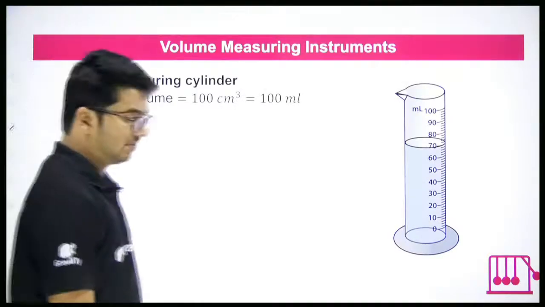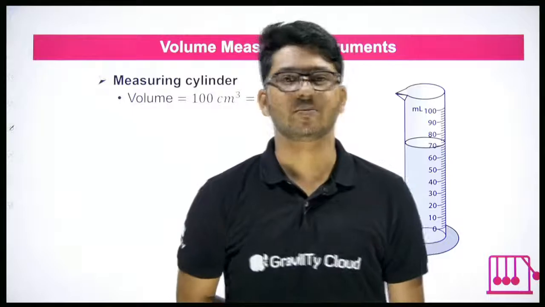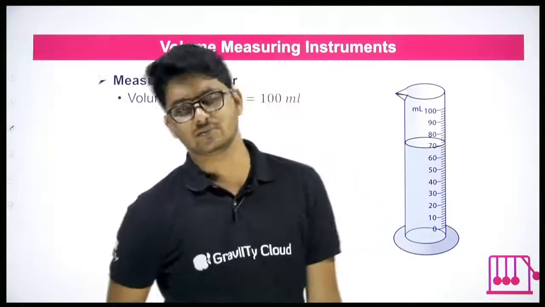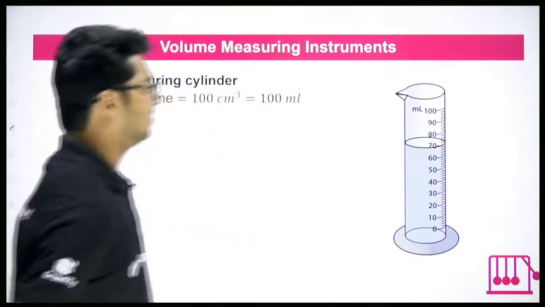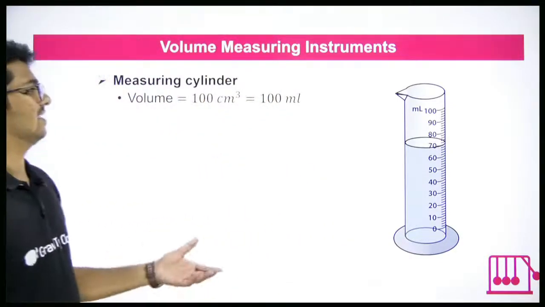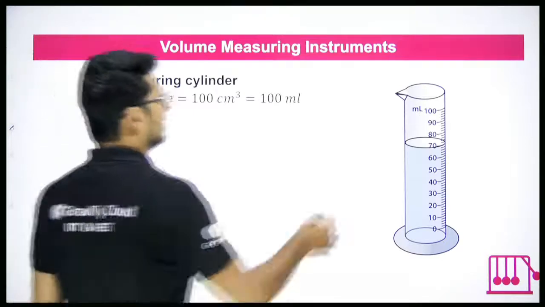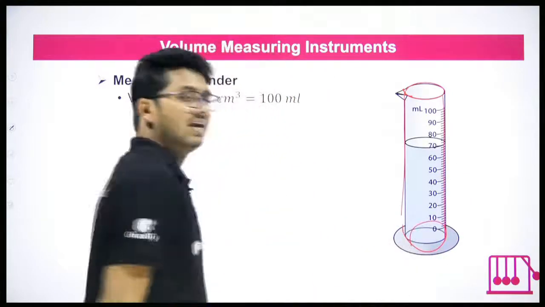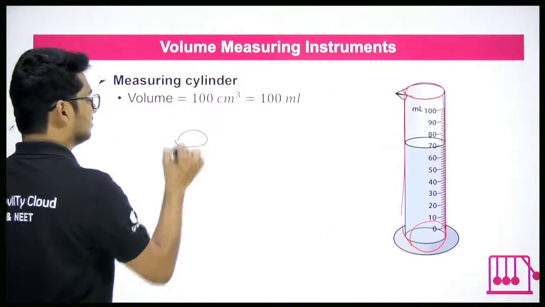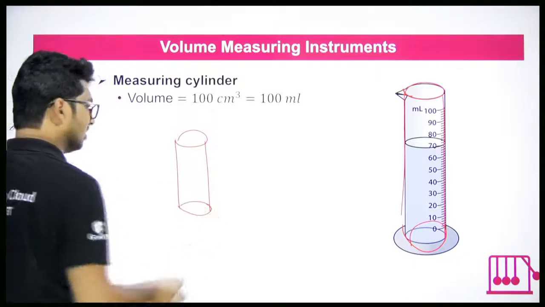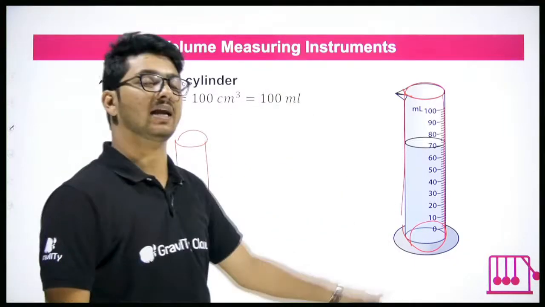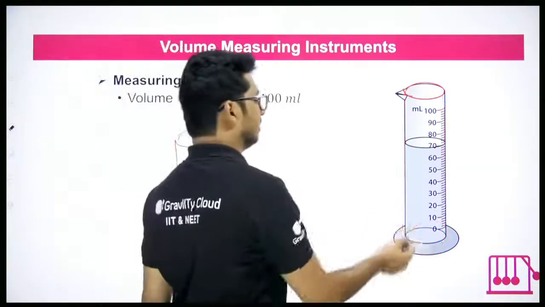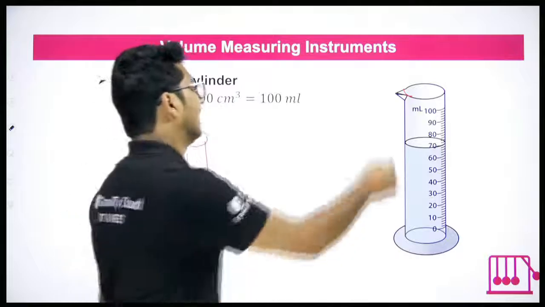One is using volume measuring instruments. Using volume measuring instruments, we can measure the volume of liquids as well as solids, both of them. So let's go into how to measure the volume of liquid. Here you can clearly see it's a cylinder. The shape is like a cylinder, that's the reason. What is a cylinder? A cylinder will be like this. That is the reason why we call it a measuring cylinder.